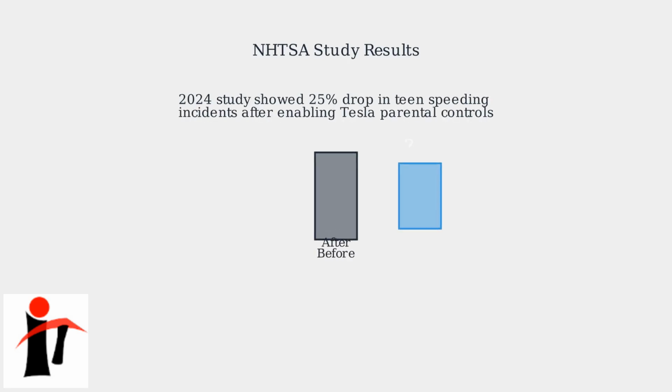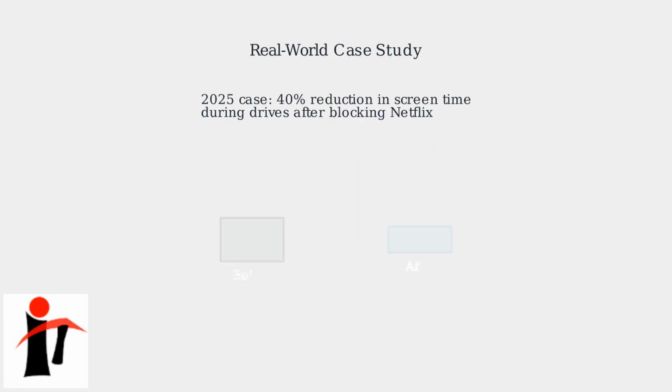A 2024 National Highway Traffic Safety Administration study found that Tesla owners experienced a 25% drop in reported teen speeding incidents after enabling speed limits and PIN to Drive features. In a documented 2025 case study, parents reported a 40% reduction in their teens' screen time during drives after restricting access to in-car Netflix and other entertainment apps through Tesla's parental controls.